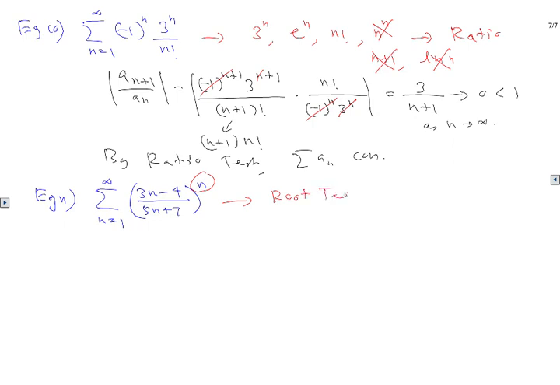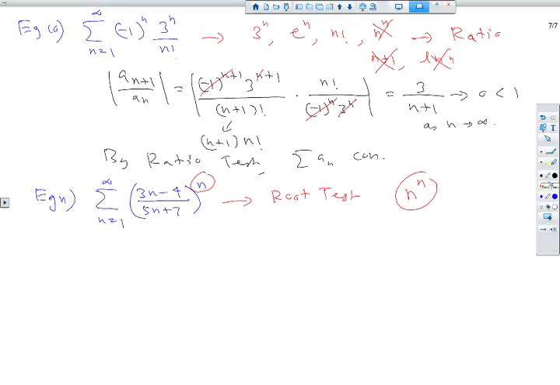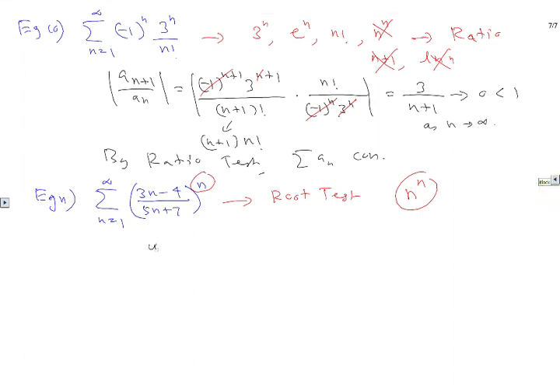Not always, but try the root test. That n tells you to use the root test. Terms like n squared, or n to the n, some n powers, we definitely go for the root test. So let's finish the job. We normally take the nth root of the absolute value. That's what we try to do. So let's do that here.